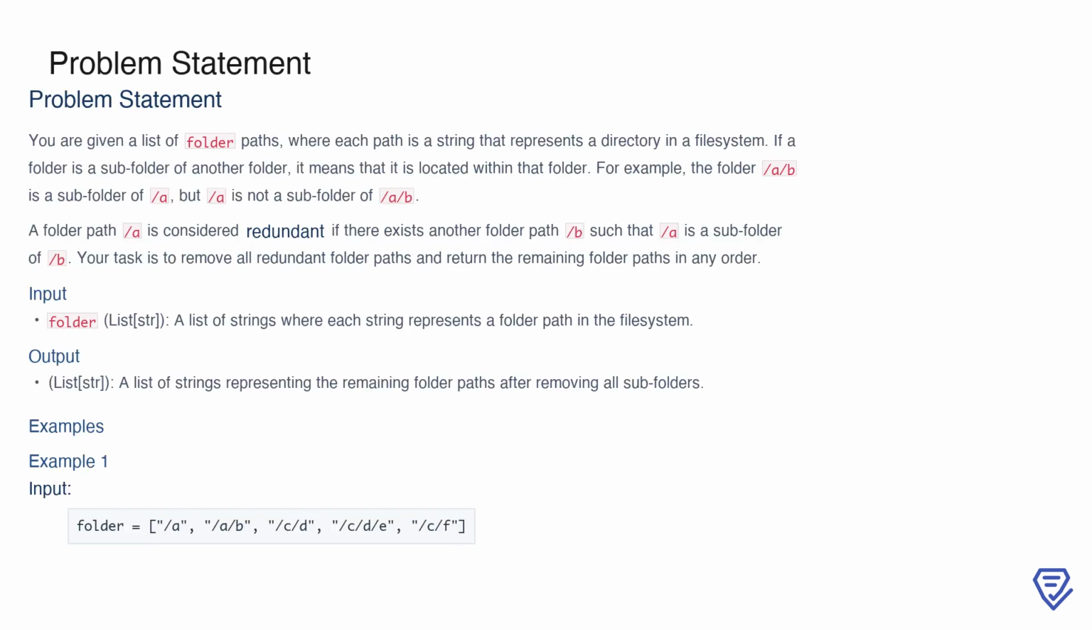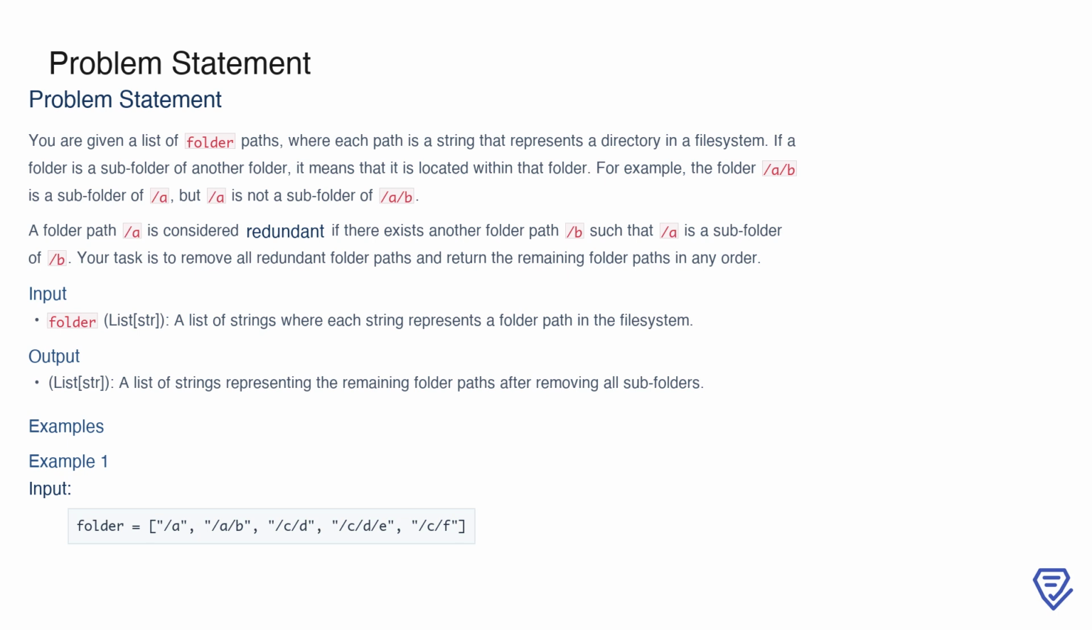In this problem, you are tasked with managing a list of folder paths in a file system. Each path in the folder list represents a directory, and these paths are structured using forward slashes, such as /A or /A/B. The goal is to identify and remove any folder paths that are redundant. A folder is considered redundant if it is a subfolder of another folder in the list.